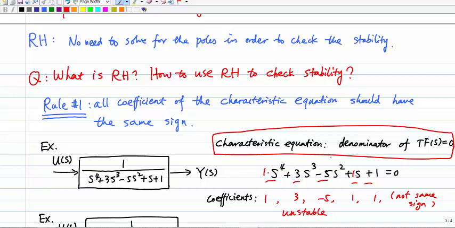Coefficients are the numbers in front of s to the different powers. The coefficient for s to the 4th is 1, because you can consider it as 1 times that. The coefficient for s cubed is 3, for s squared is negative 5, for s is 1, because I can write it as 1 times s, and the constant is 1. Because they are positive, positive, negative, positive, positive, they do not have the same sign, so it's not stable.